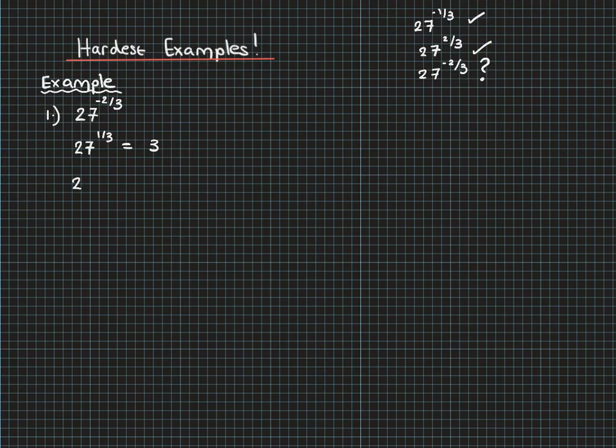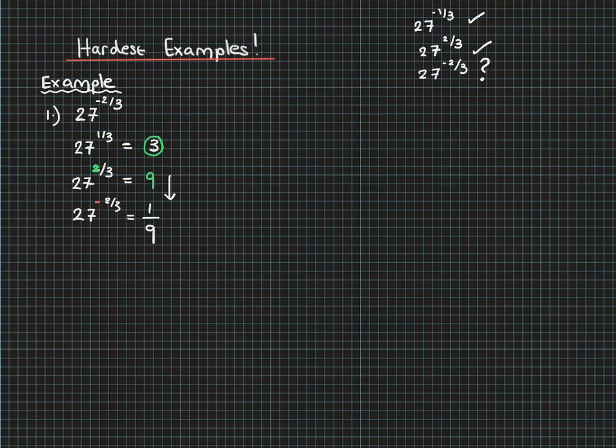Now make the question a little bit trickier. 27 to the power of 2/3. Well, we know that 2 here means square. So it means take this 3 and square it, which gives us 9. And then all that's left is to now work out 27 to the negative 2/3, which means we take the answer we've got for 27 to the 2/3 and we take the reciprocal, so the answer is 1/9.